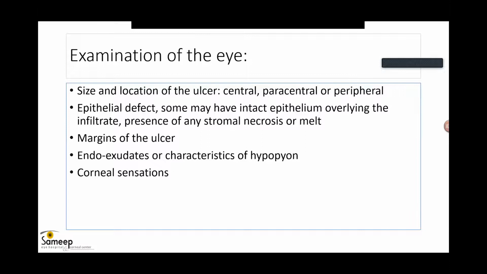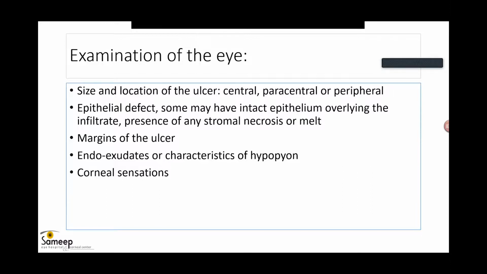Then followed by that, one would proceed with the examination of the eye. Look at the size and location of the ulcer, whether it is central, paracentral, or peripheral, whether there is an epithelial defect. Some infiltrates may have an intact epithelium over the infiltrate, which may talk about the presence of either a fungus or a viral infection. But there may be a deep-seated infection, which may even be bacterial and which may be epithelialized.